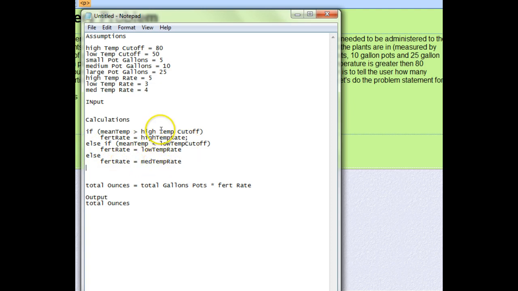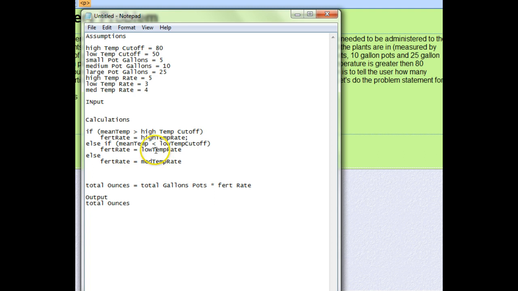Now, why did we test for the high and then the low and then whatever's left is medium? Because it allows us to do some simple calculations. If we were trying to figure out the medium temperature, we'd have to do a complex decision and say, well, if the mean temperature is greater than the low temperature cutoff, but also less than the high temperature cutoff. So that's a complex decision. And we try to avoid them at all costs because that just makes it harder for us to maintain our code, and we have a lot more errors.